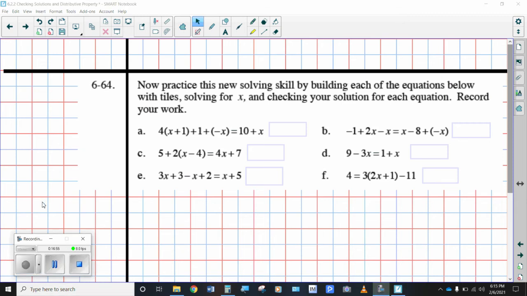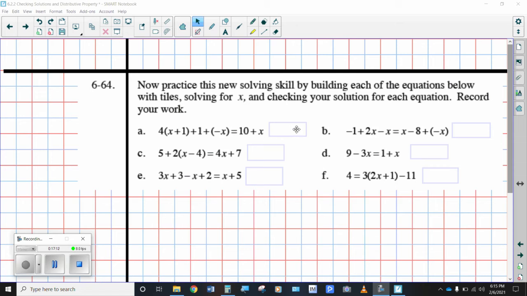Okay, I'm going to start with the reveals. Then I'm going to go through and do each one of the problems very, very quickly, but you'll be able to see with the algebra tiles and with me recording my work how we get each one of these answers, and then I'll do a quick check as well.